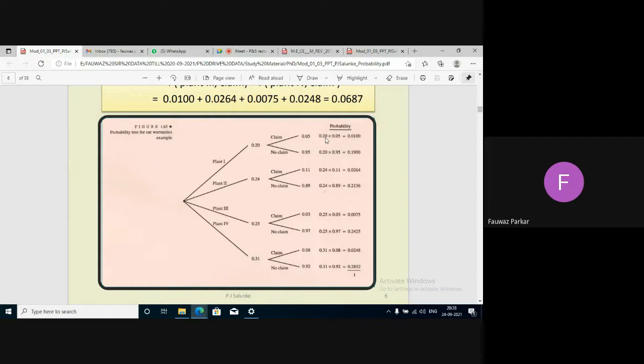So probability will be 0.2 into 0.05, this is 0.01. So the probability of claim from plant 1 is this much, and no claim from plant 1 is this much, similarly plant 2, plant 3. So all this addition should be 1, because total probability will always be 1. The concept of the total probability theorem is that total probability has to be 1. If it is not 1, then there is a problem, you have missed something somewhere.